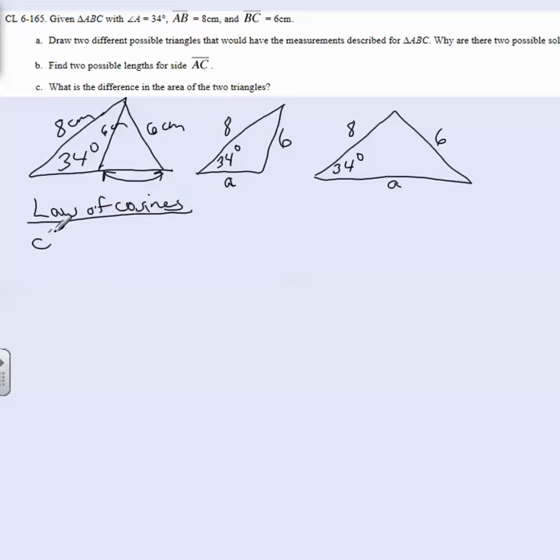Law of cosines is c squared is equal to a squared plus b squared minus 2 times a times b times the cosine of c. Now the important part is the location of our c. The given angle is 34, so this has to be our c for the equation, and that means 6 is going to be our c variable. So I'm going to fill in the c with 6. A is what we're trying to find. B is 8. Continue to fill this in. Cosine of 34.